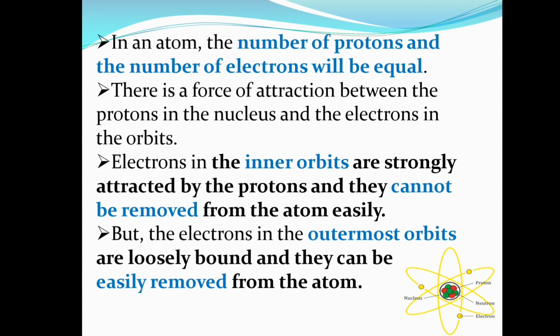So what are they saying? They are saying that the number of protons and the number of electrons will be equal in an atom, and there is a force of attraction between the protons in the nucleus and the electrons in the orbits. So the electrons in the inner orbits are strongly attracted by the protons so that they cannot be easily removed from an atom. In the same way, the electrons in the outermost orbits are loosely bound and they can be easily removed from the atom.